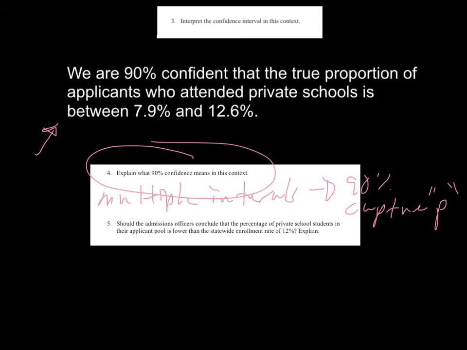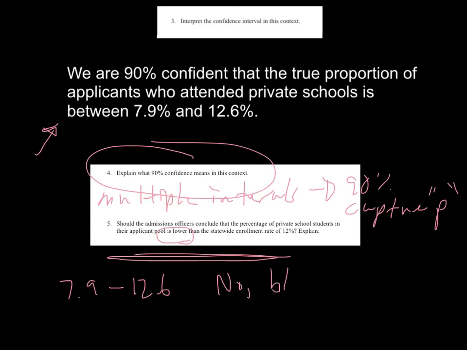Now the question is, well, which one is this? I believe that this confidence interval actually captured the truth. And how much of assurance do I have? About 90% certain. The biggest question of all is the whole reason why we did this was this question right here. Should the administration's officers conclude that the percentage of private school students in their applicant pool is lower than the statewide enrollment rate of 12%? Well, the numbers go from 7.9 to 12.6. So should they conclude that it is lower? No, because 12% is in our interval.